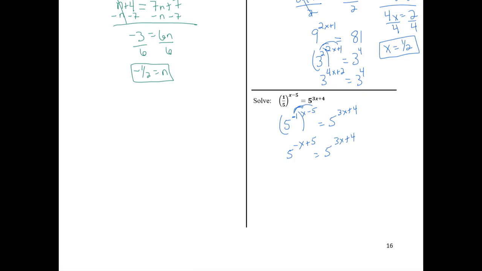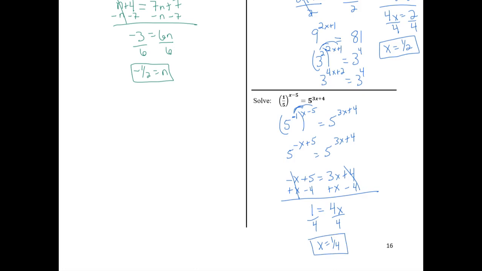Now they have the same base. I set the exponents equal. That means negative x plus 5 has to equal 3x plus 4. I'm going to get my x's on the same side. And if I move my x to the right, that means I have to move my constant to the left. So 5 minus 4 is 1. 3x plus x is 4x. 4 minus 4 is 0. Lastly, I undo multiplication with division, and that means that x has to equal 1/4.